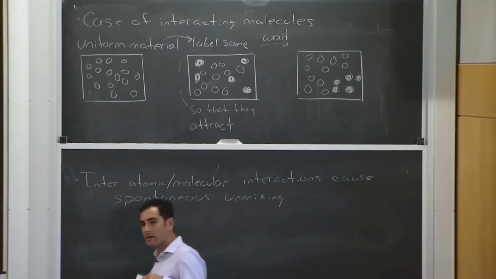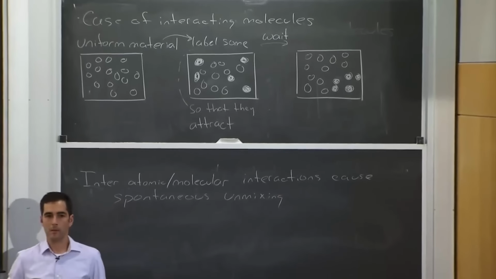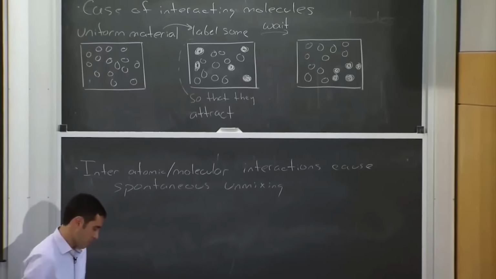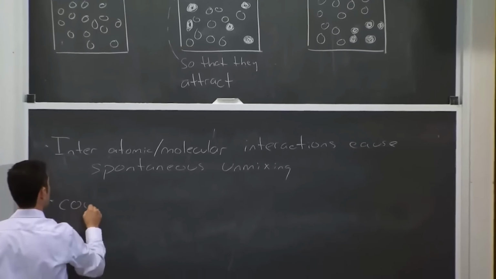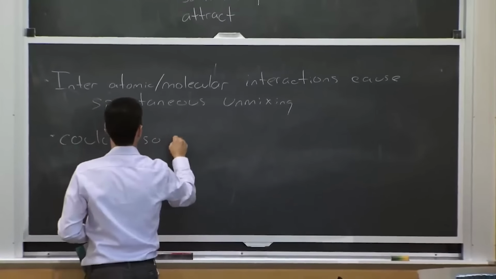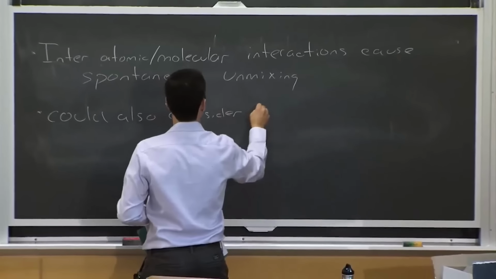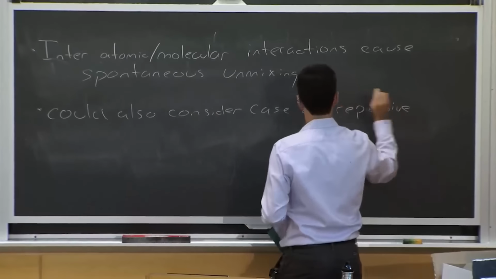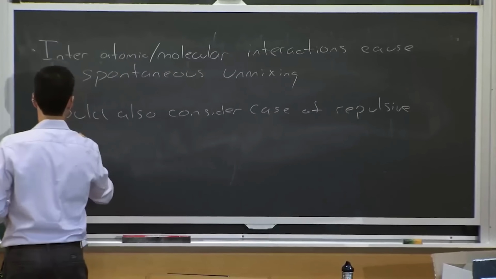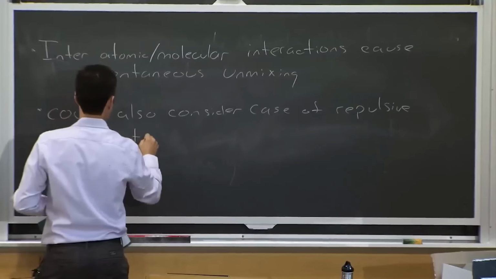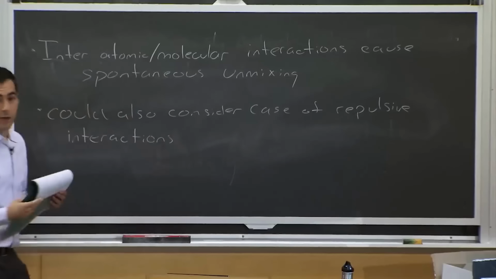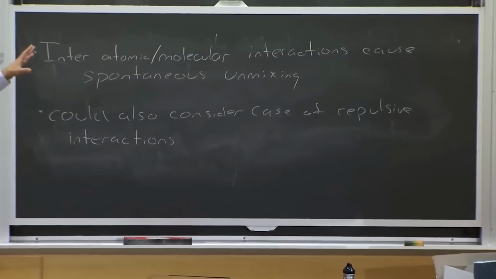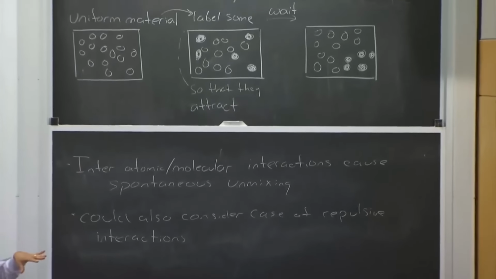All right, so we talked about mixing, and now it's unmixing. So this can happen too. And there'll be plenty of examples. Maybe you're already familiar with some. OK, and you can also, I won't draw this. So you could also consider the case of repulsive interactions. So let's say that those molecules, instead of attracting each other, were repelled from each other.